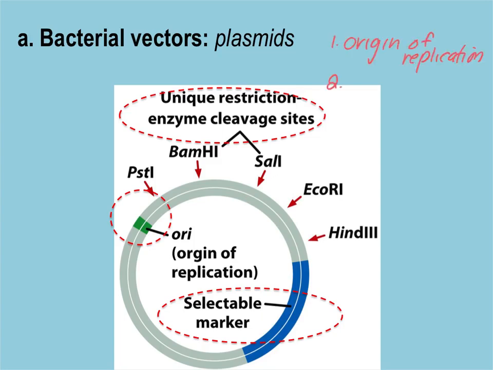A second thing that is often seen in plasmids is a selectable marker. If you remember, this is a gene that will allow us to select the cells that got the plasmid and not allow the cells that didn't get the plasmid to grow. It allows us to only select the cells that actually have our plasmid of interest. And in lab, the selectable marker we used was the ampicillin resistance gene.